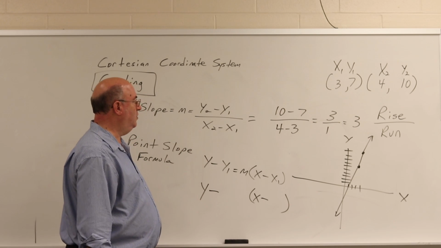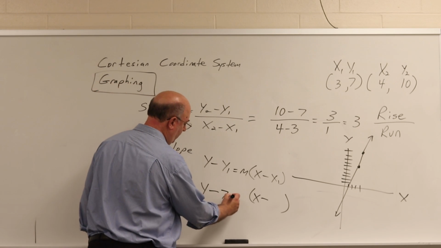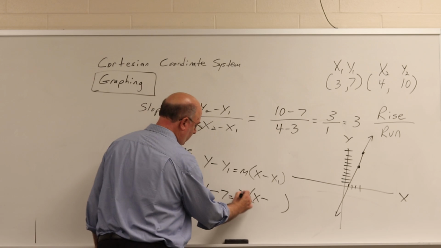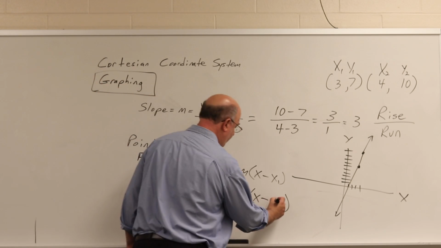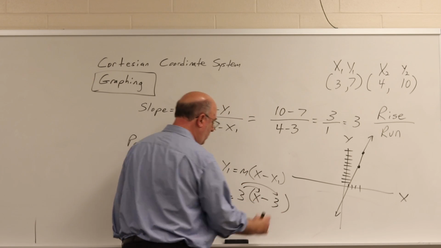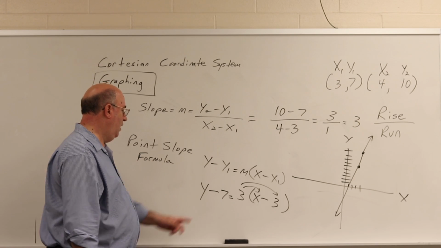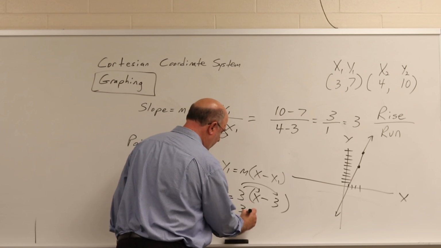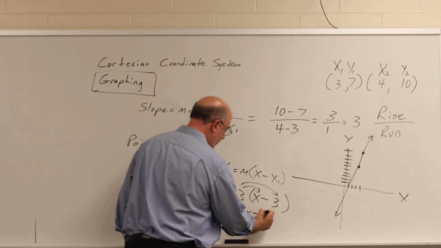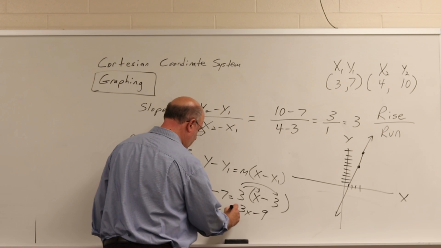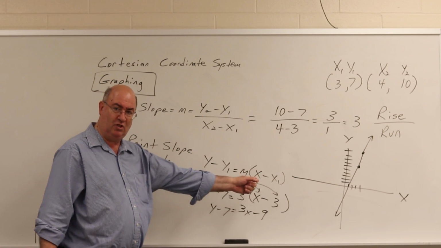Okay, let's see what we have. All right, y1 is 7. So y minus 7 equals the slope, which we just calculated is 3, times x minus x1, which is 3. We don't have to do math on the left side yet, so we'll do it on the right with the distributive rule. 3 times x will be 3x. 3 times minus 3, positive times negative is negative, so that'll be negative 9. All right, y minus 7 equals 3x minus 9. We'll move the minus 7 to the other side.